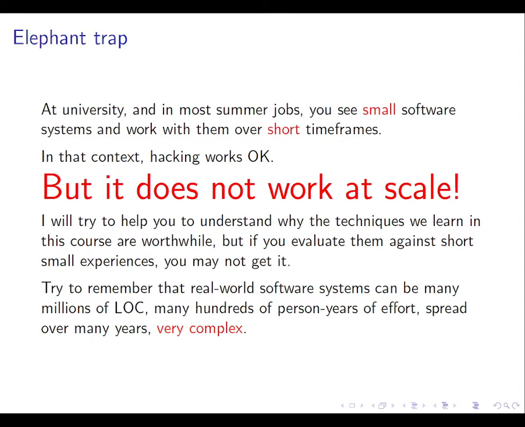So the crucial thing for you to remember, if you are not so fortunate as to have experienced it directly so far, is that real-world software systems can be many millions of lines of code and can be many hundreds or sometimes even thousands of person-years of effort. They can be spread over many years. They can really be extremely complex.